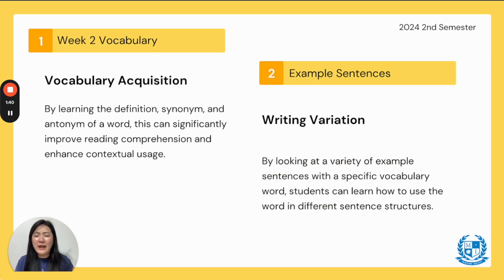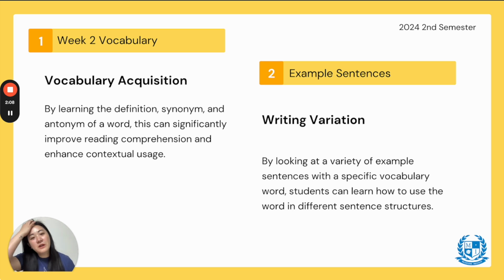1. Why are we doing this? For week 2 vocabulary, we are doing this to have vocabulary acquisition by learning the definition, synonym, antonym, and part of speech of the word. This can significantly improve your reading comprehension and enhance your contextual usage, meaning by having more words that we understand, we can understand the book even better.